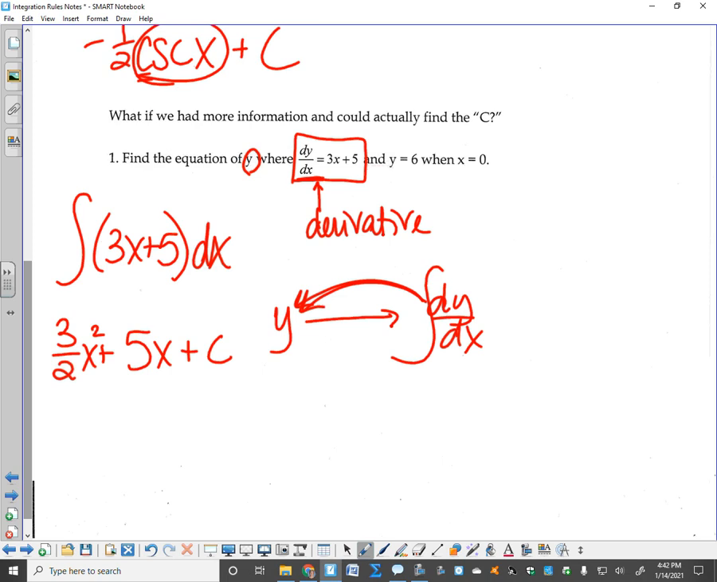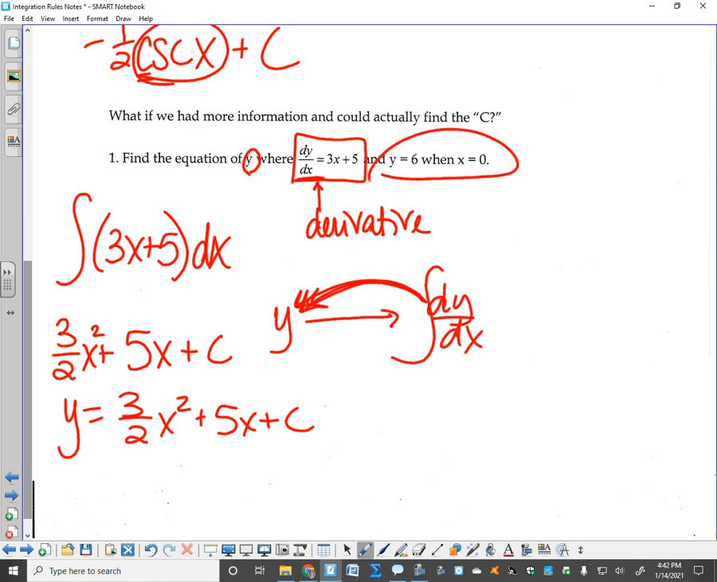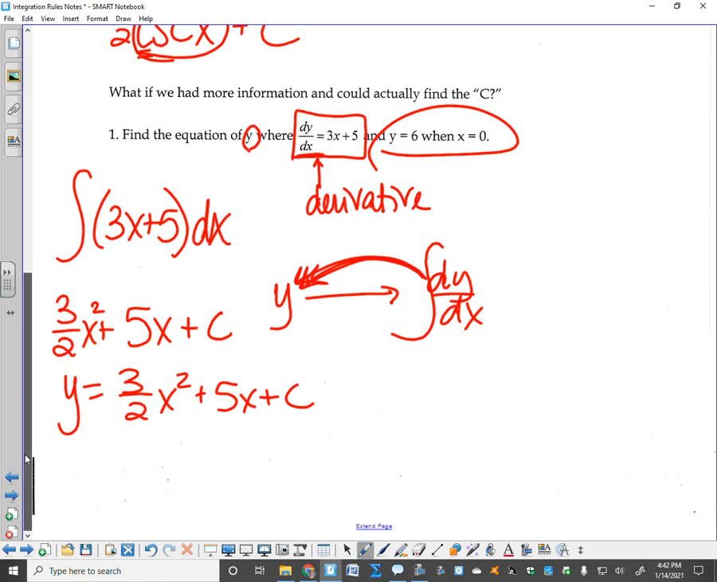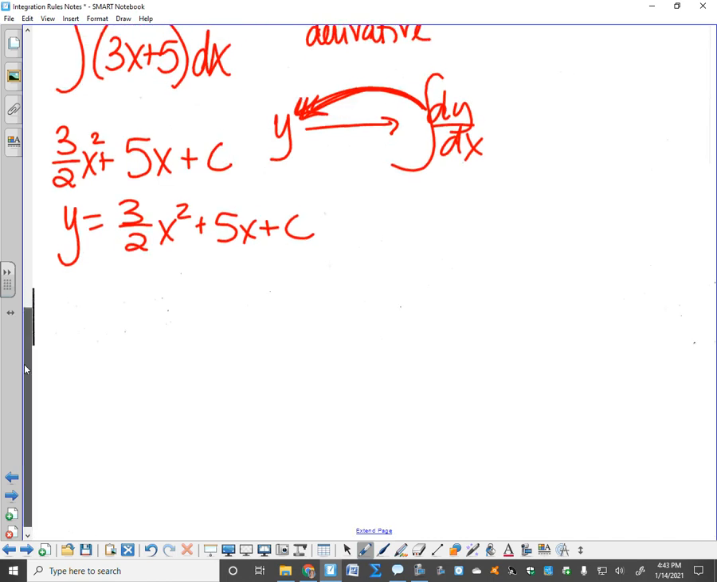But they give me enough information to be able to find c. So this is y equals 3 over 2x squared plus 5x plus c. This is my original function. I have made it back across the pond. But now I'm going to take these two numbers and plug them in and solve for c.